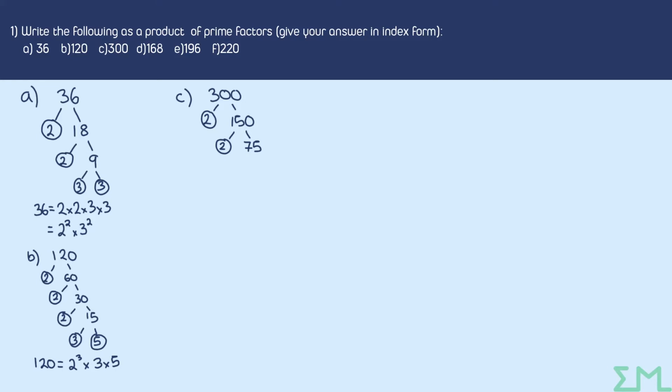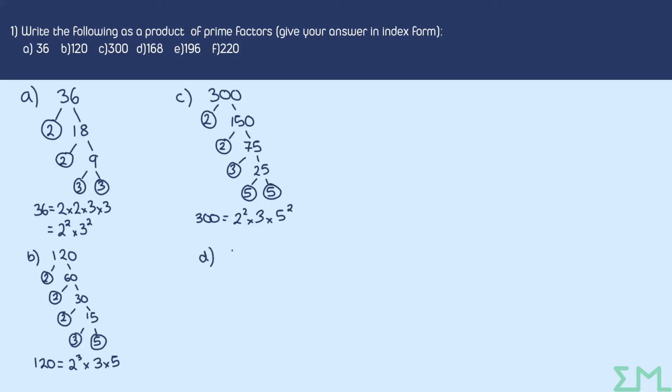So, getting yourself to be better at doing things like dividing by 3 is good for your overall skills anyway. So if you can get yourself to do it, then you will end up being a better mathematician. So 75 divided by 3, 25. 25 then splits into 5 and 5. So 300 is 2 squared times 3 times 5 squared.